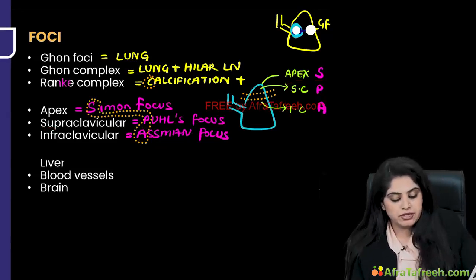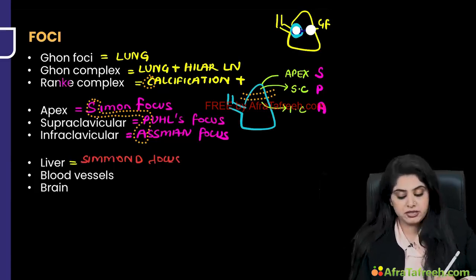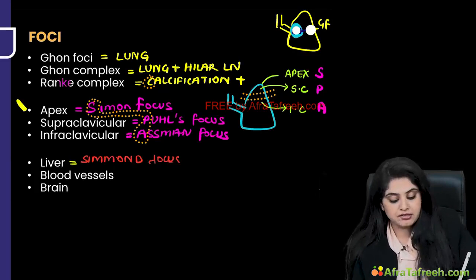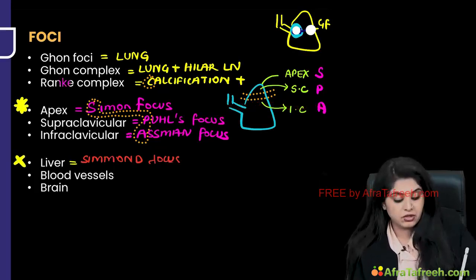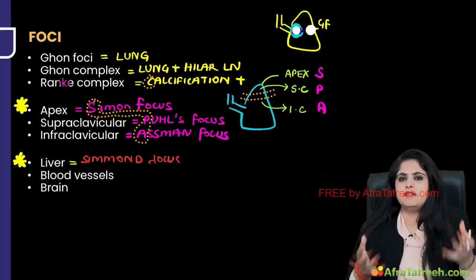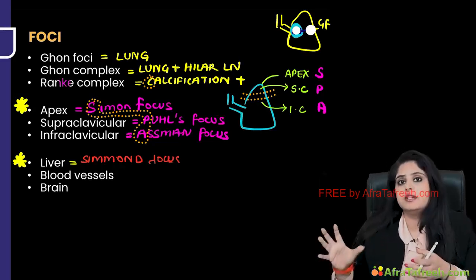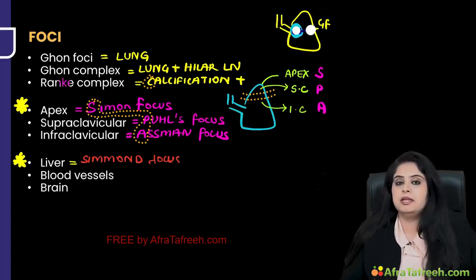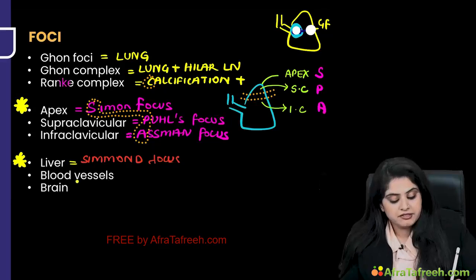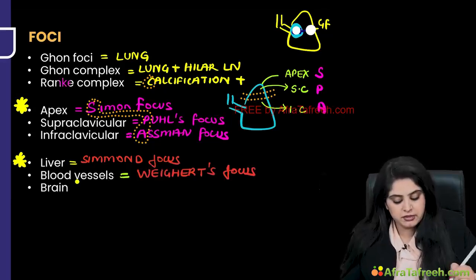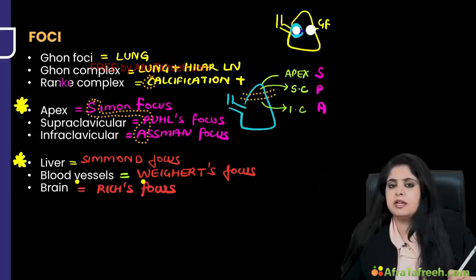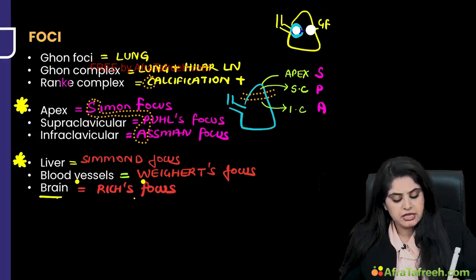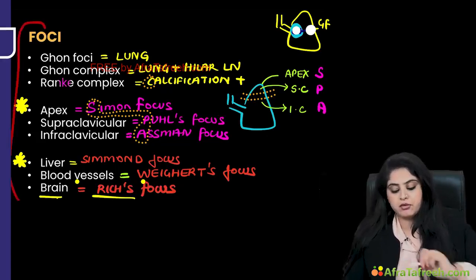Now we come to what you call it in the liver. The liver one is known as Simon focus. Please don't get confused. There is something called Simon which occurred in the lungs, and there is something called Simon that has occurred in the liver, which is a heavier, solid organ. The liver is a solid, heavier organ, so give it the heavy name. Simon for the liver and Simon for the lungs. Okay, blood vessel, the V sound is what you will do. Blood vessel means Gohn focus with a V sound. And the brain, of course, brainy people are very, very rich. So with the brain we have the Rich's focus. These are all the foci that you have for tuberculosis.